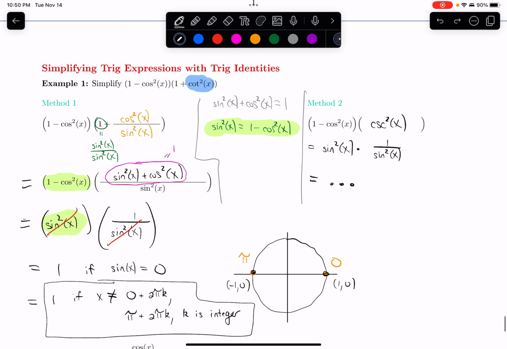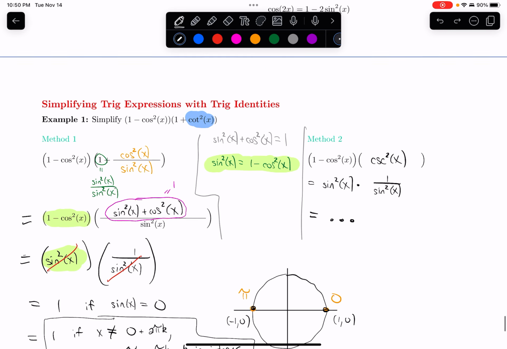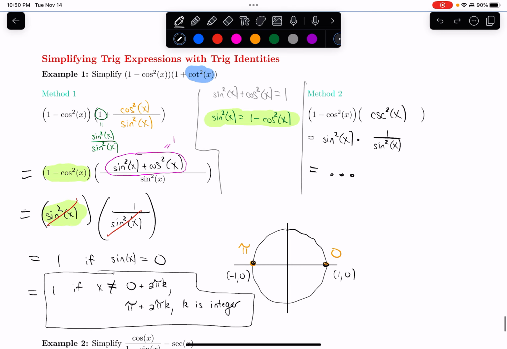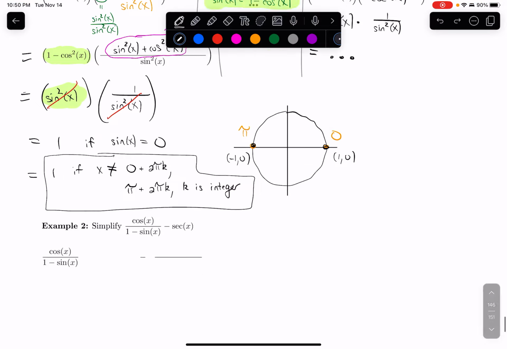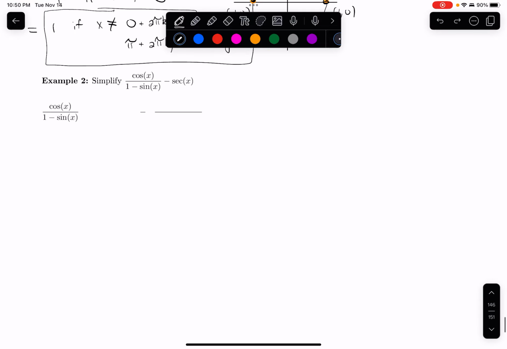So I would say method 2 ended up being a little bit faster. But the difficulty with that method is I do have to remember a more complicated trig identity, that 1 plus cotangent squared x equals cosecant squared x. All right, so let's end this video with one other example. Let's say I want to simplify the following expression: cosine x over 1 minus sine x, and the whole thing is being subtracted by secant x.